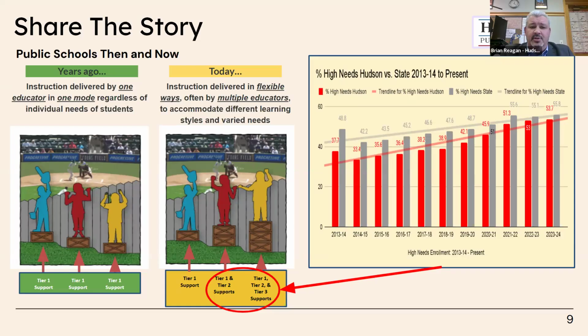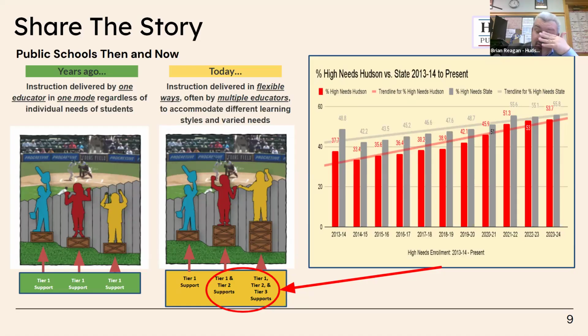Here's another image that we used a lot. You've seen this image on your left, from years ago, where everybody had the same size box. And if that box didn't allow you to see over the fence, then you just missed the game, right? So modern day education calls on us to do the right thing and make sure that kids have the supports that they need so that everybody has equal access.